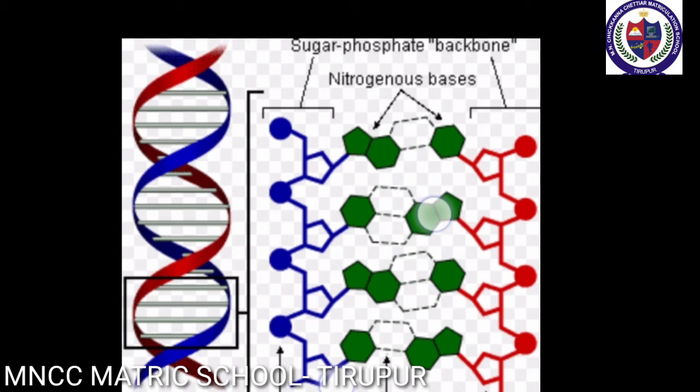This is called complementary base pairing. Hydrogen bonds between the nitrogenous bases make the DNA molecule stable. Each turn of the double helix is 3.4 nanometers. There are 10 base pairs in a complete turn. The nucleotides in a helix are joined together by phosphodiester bonds.